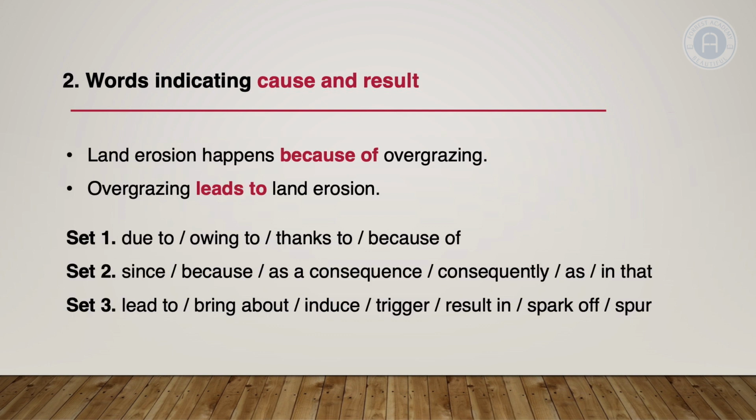Words indicating cause and result. You should be able to identify the causes and the effects of actions, situations, and people very easily. So we're going to examine one instance of this. Land erosion happens because of overgrazing. So overgrazing is the main culprit. It is something that leads to land erosion.